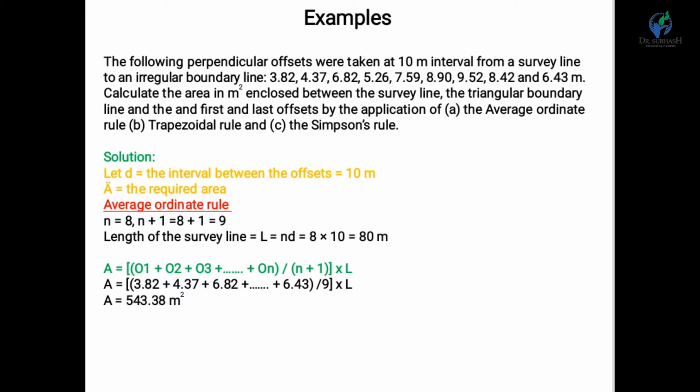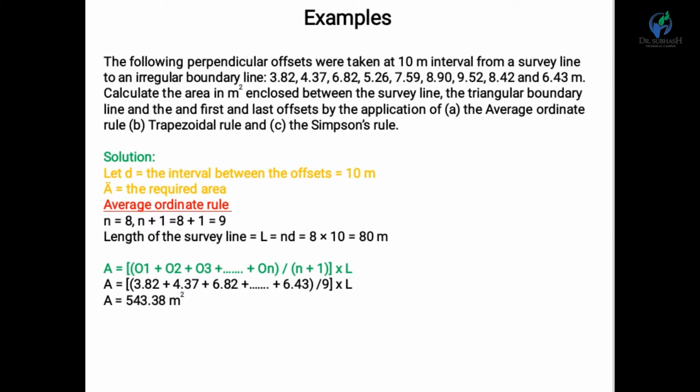First, we have to calculate the area using the average rule, second, using the trapezoidal rule, and after that, using the Simpson rule. It is very useful for considering the different rules and their accuracy.